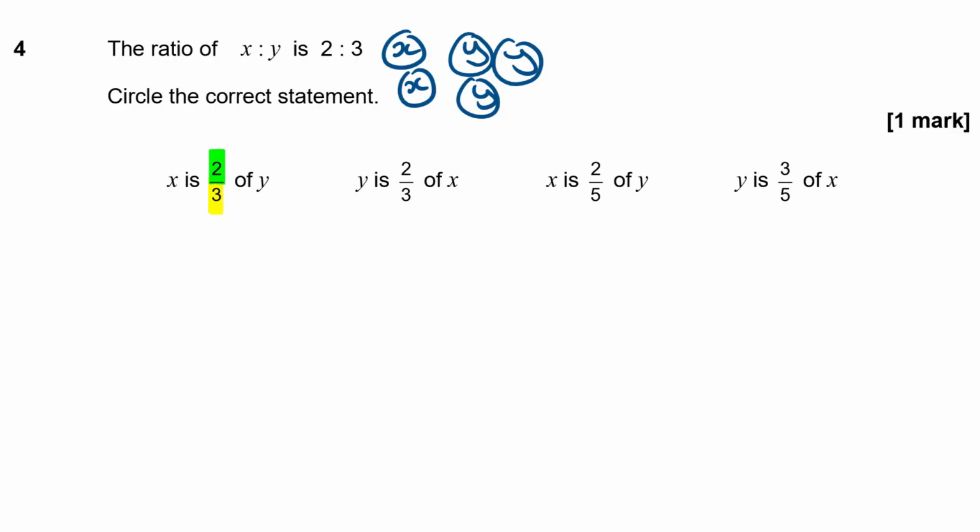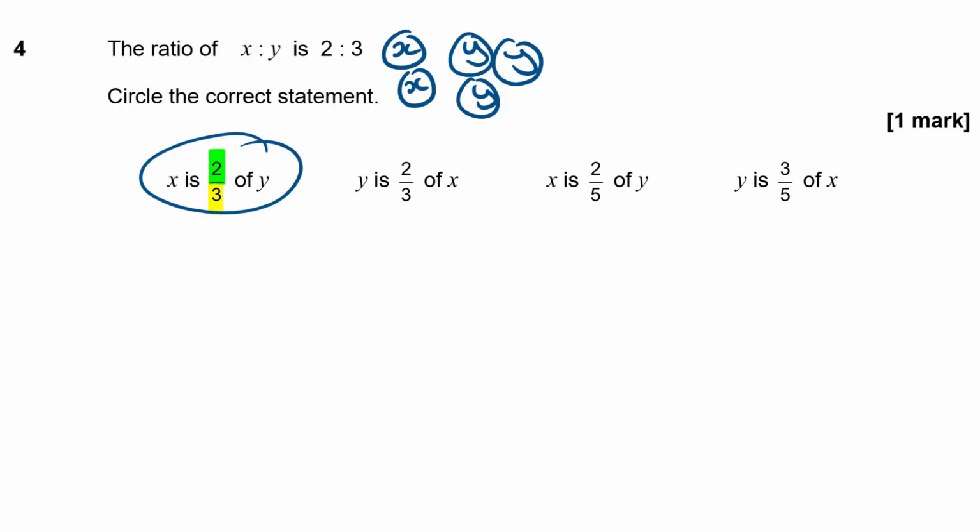So if I want to find 2/3 of y, I would take the number of y's, which is 3, I would divide it by 3, which is 1, and I'd times it by 2, which is 2. So that one does seem to work. If I take 3, divide it by 3, times it by 2, I'll get 2. So that statement is correct. Now let's just check the others.